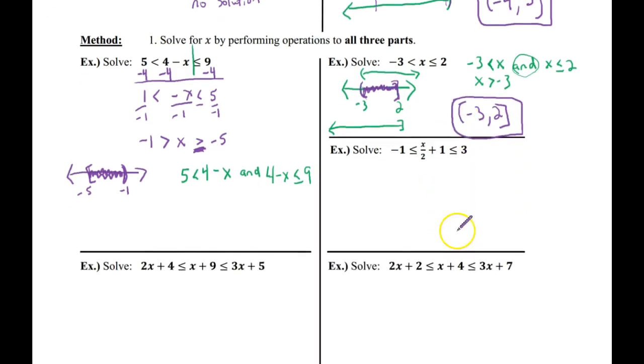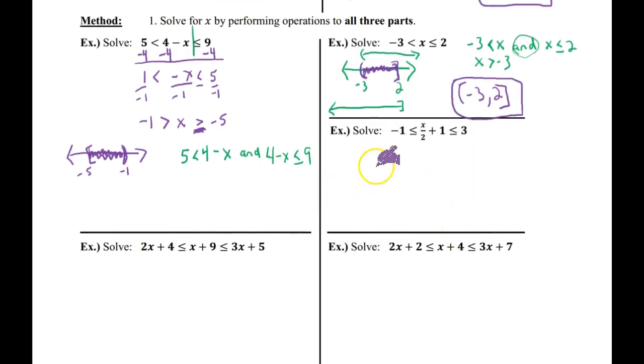This next one you actually have to solve. So I want to get x alone. I'm going to first get rid of this 1, subtracting 1 from every side. Or again, you could break it into the two statements if you feel more comfortable with that.